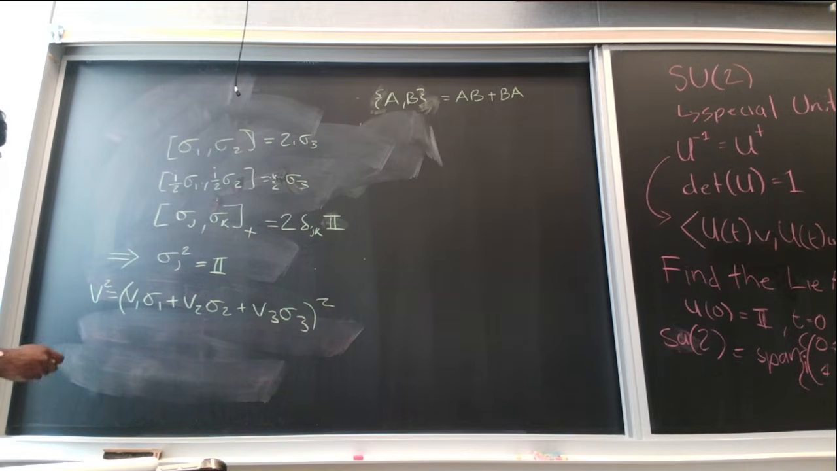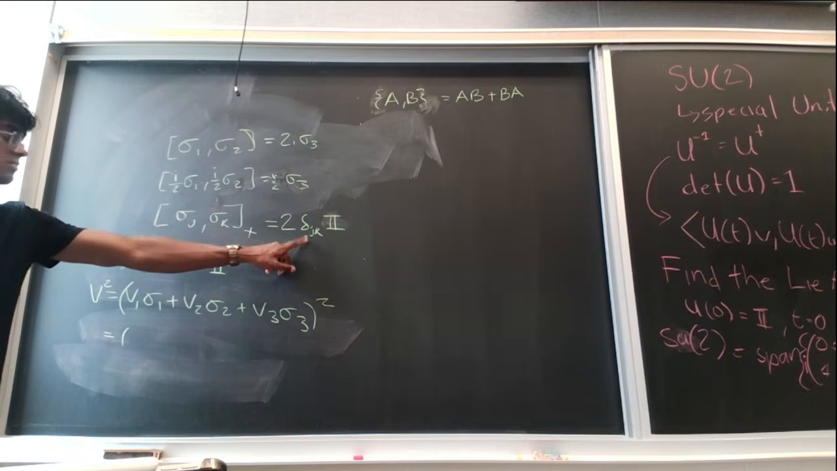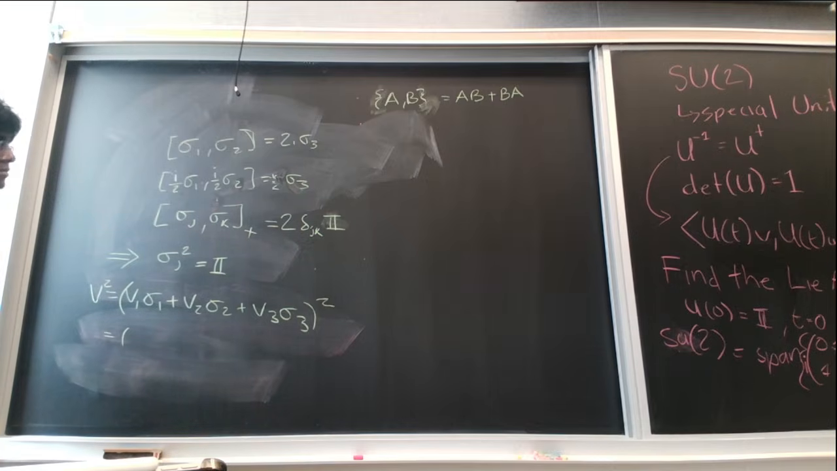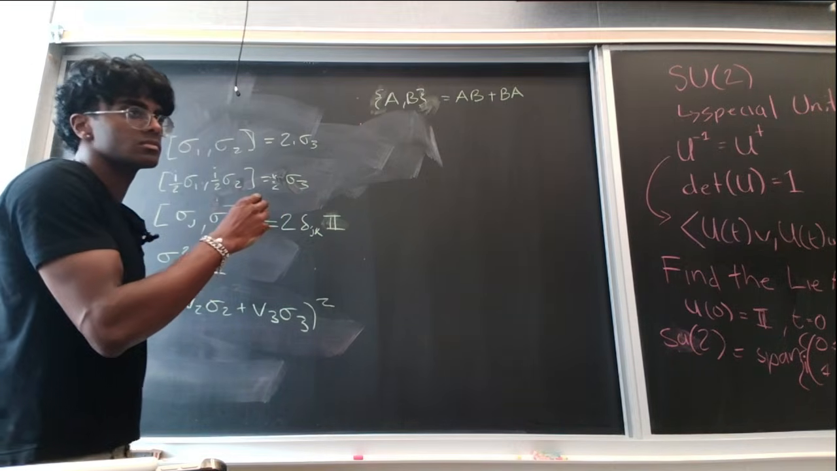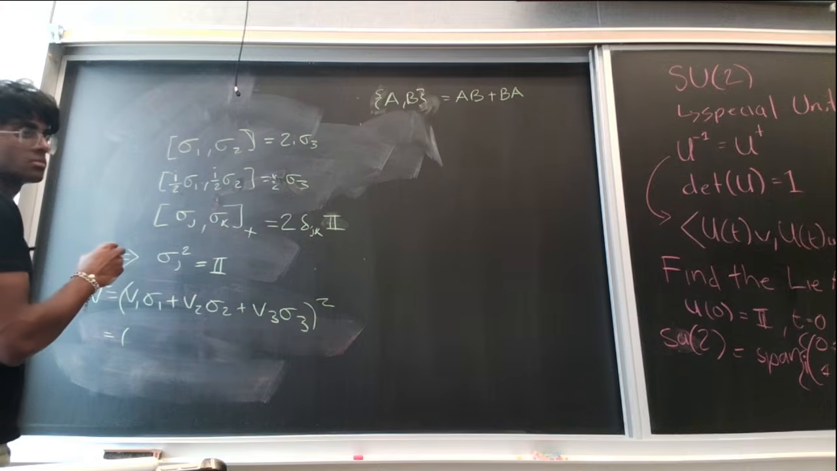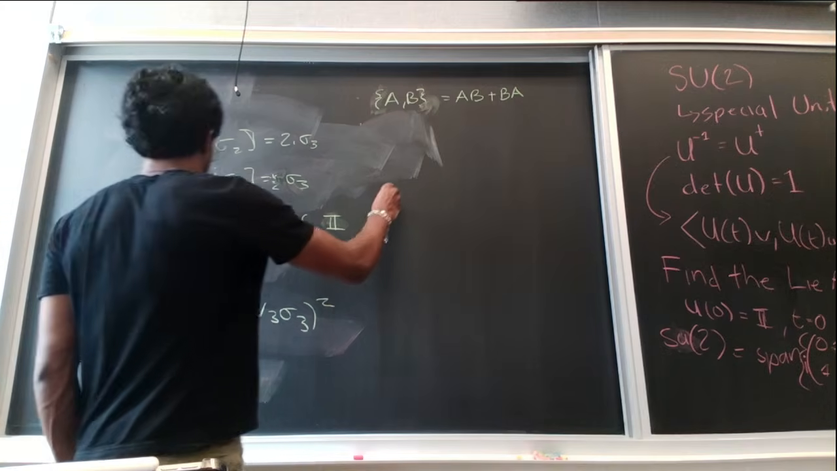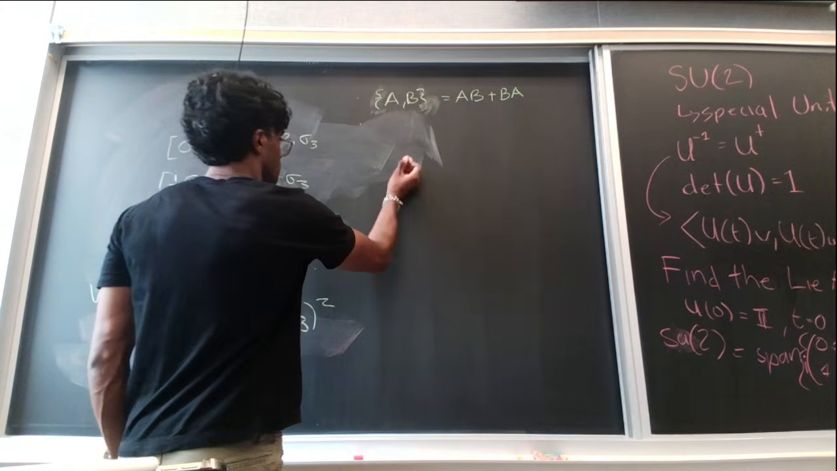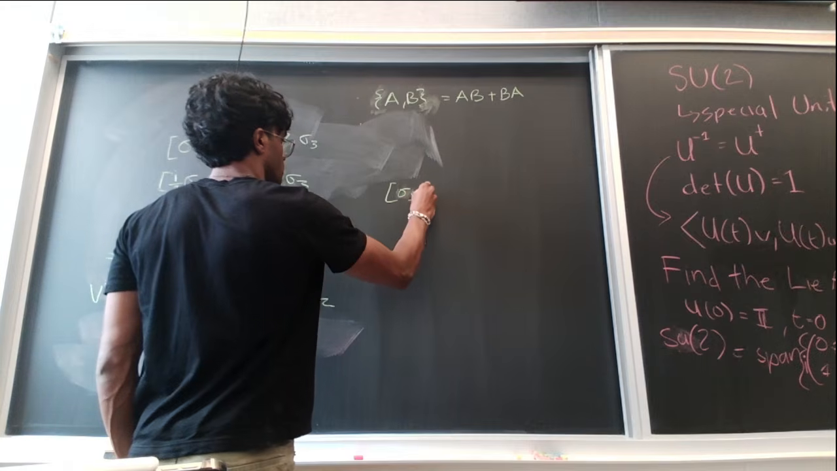So, it's a lightning calculation for the audience. The audience should use previous results. Can you write down again what the anti-commutator means? Write out explicitly the anti-commutator of sigma j and sigma k.